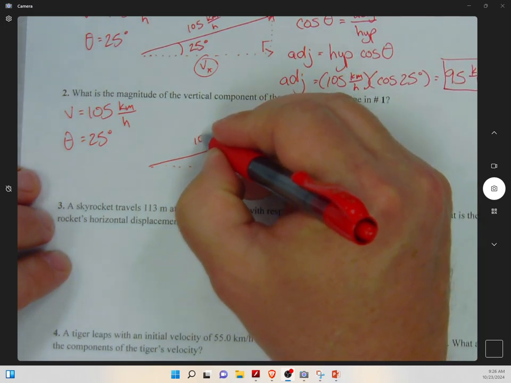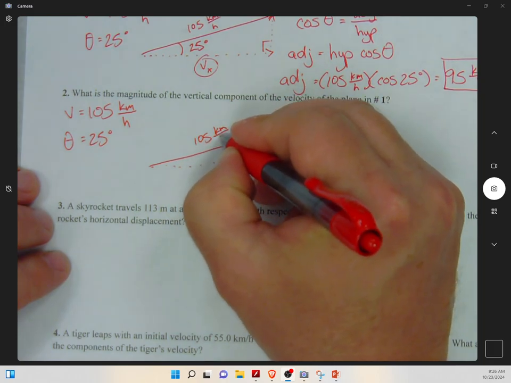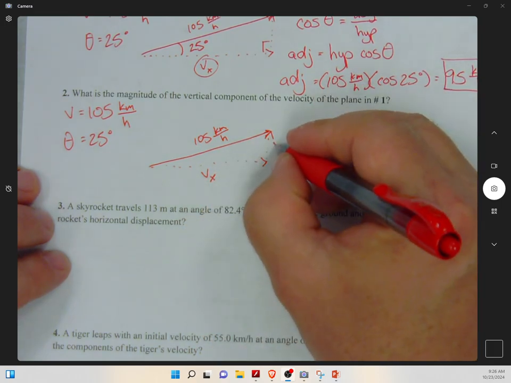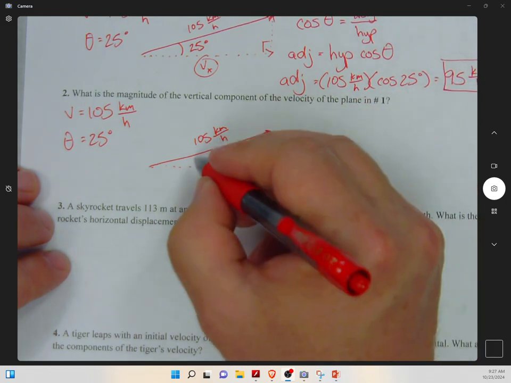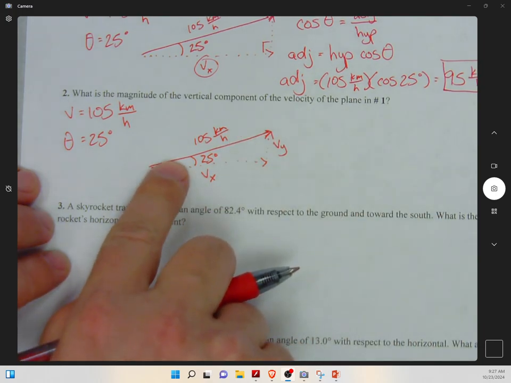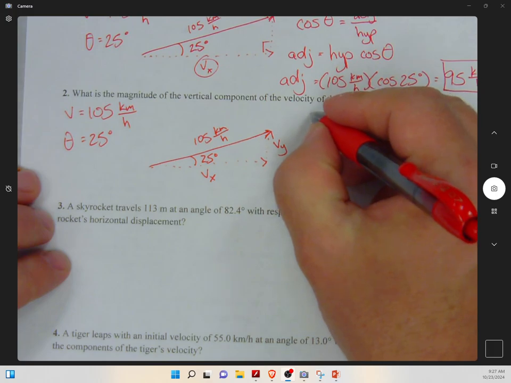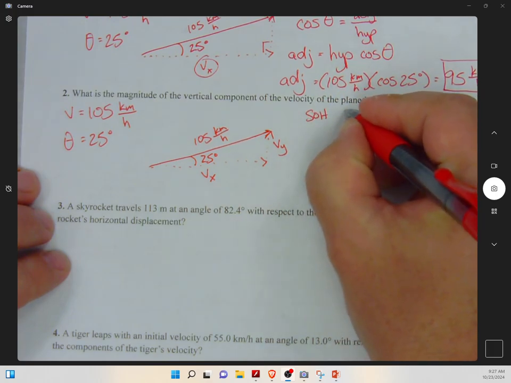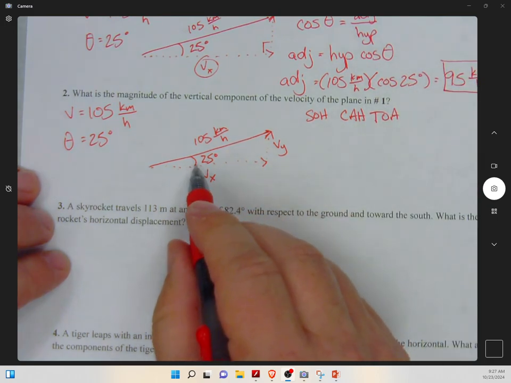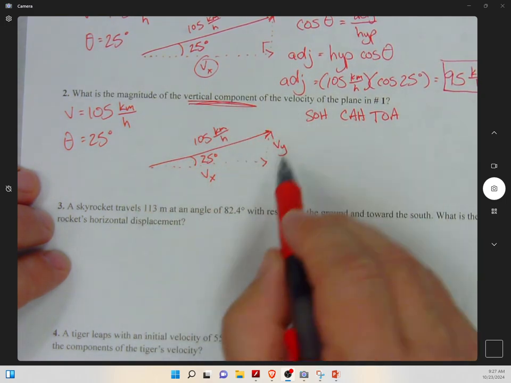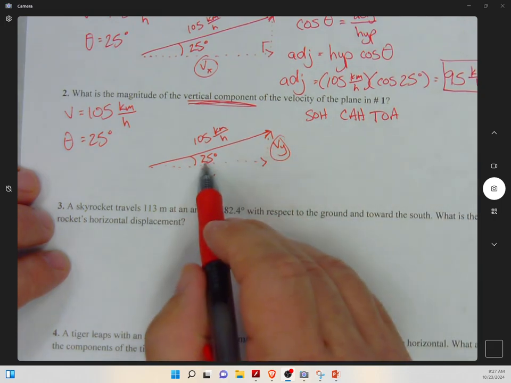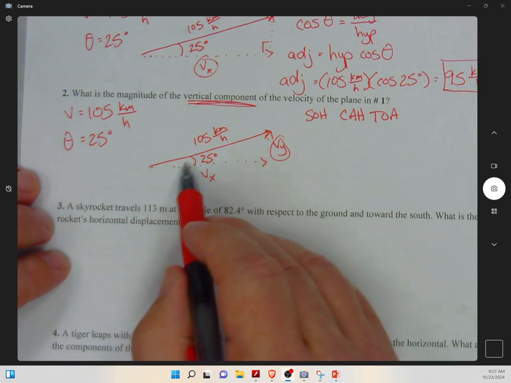So I know that I have 105 kilometers per hour. Here is the horizontal component of the velocity, and here is the vertical component of the velocity. Now remember, I am looking at this problem from the perspective of this angle. I'm looking for the vertical component, so that's going to be v sub y. So this is the opposite side, right? The opposite side relative to this angle.